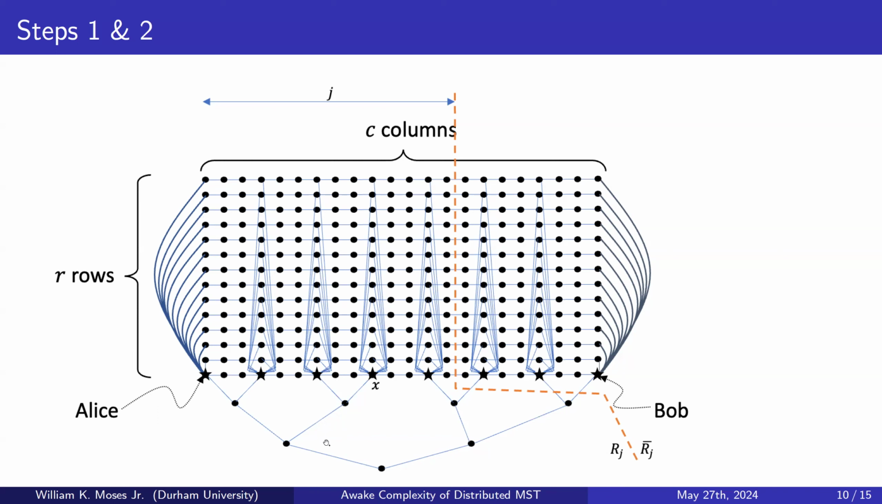And the idea is, because it funnels the messages through this tree of nodes, the congestion will be high. And because congestion is high, that implies the awake complexity is high. Because remember, in order to send a message, both nodes need to be awake. And as a result, we get our lower bound on awake complexity.